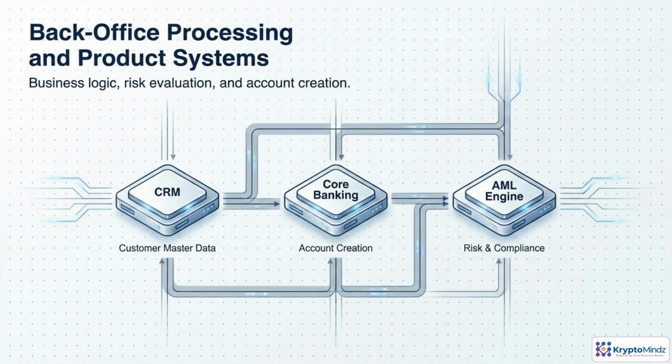Back-office systems are what actually turn an approved application into a live banking product. Customer data flows into a master customer system, or CRM, which holds the single source of truth about the client. From there, product engines and the core banking system check eligibility, run risk and AML checks, and decide: approve, reject, or send to manual review. Once approved and signed, these systems open the account and keep it updated through internal APIs or message queues.